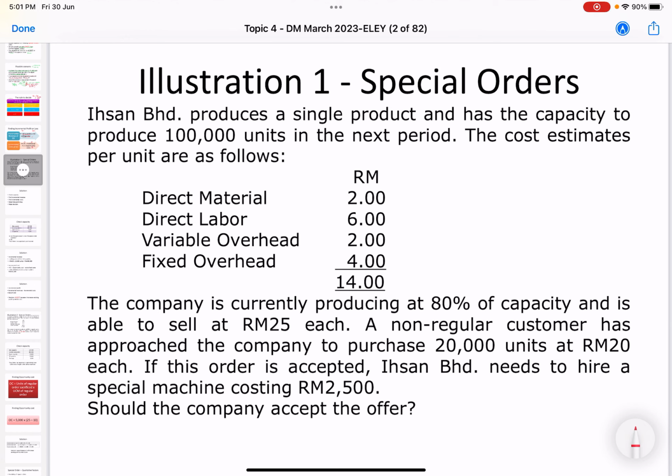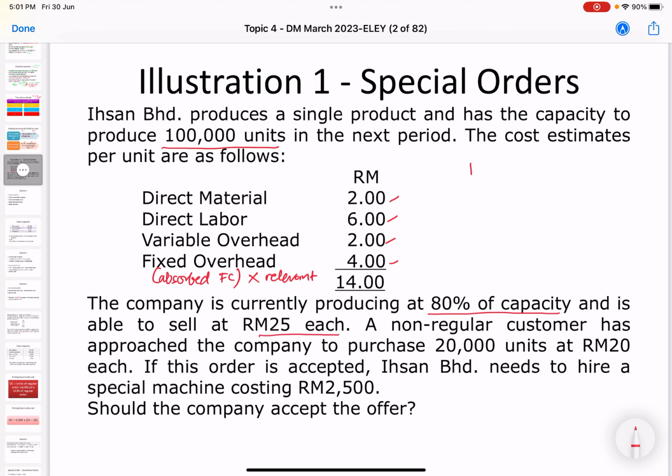Ihsan Berhad produces a single product and has the capacity to produce 100,000 units in the next period. The cost estimates per unit are as follows: direct material 2, direct labor 6, variable overhead, and fixed overhead. This is the absorbed fixed overhead, so therefore it is not relevant. Now the company is currently producing at 80% capacity and is able to sell at 25 each.